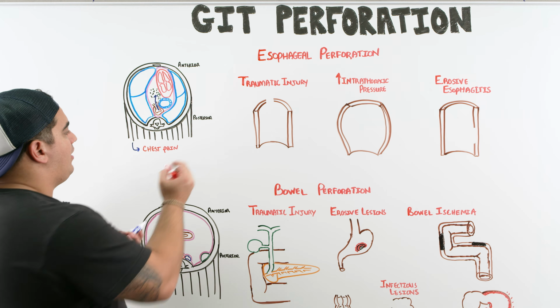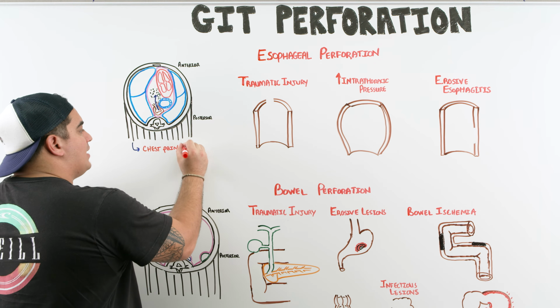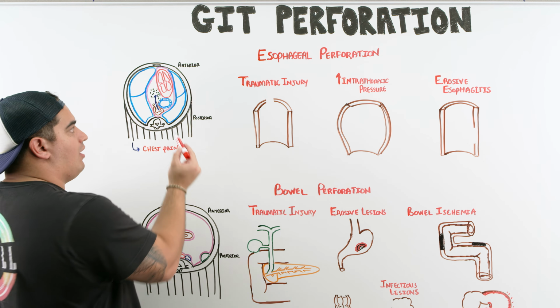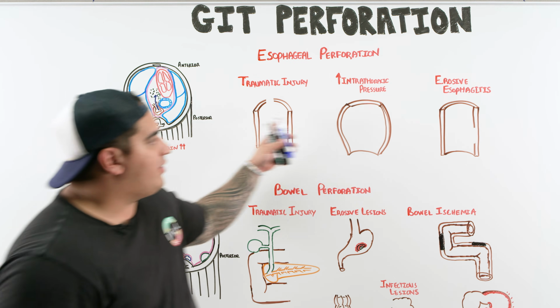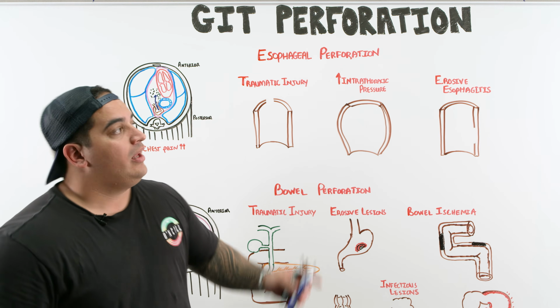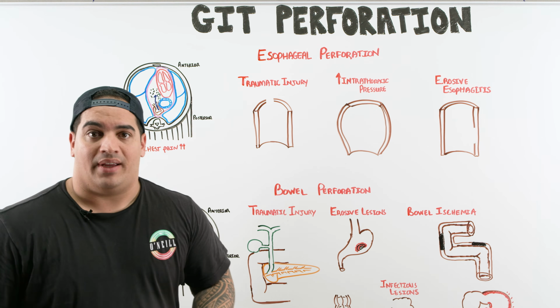All right. Now the question then arises, what's causing this intense chest pain? Well, it's the esophageal perforation. What's causing the esophageal perforation? Well, it comes down to three pathophysiological concepts. One is the easiest one. Is there some type of trauma to the esophagus?